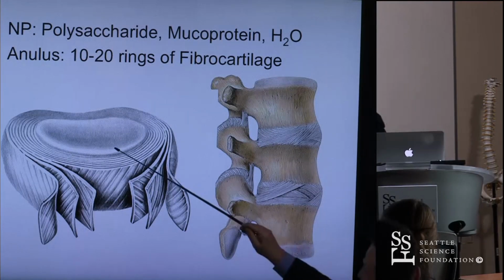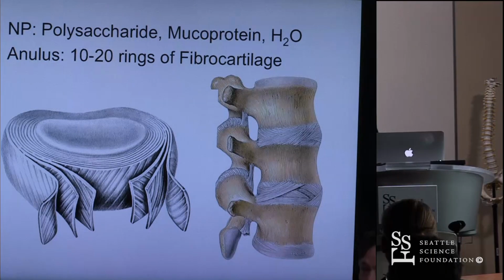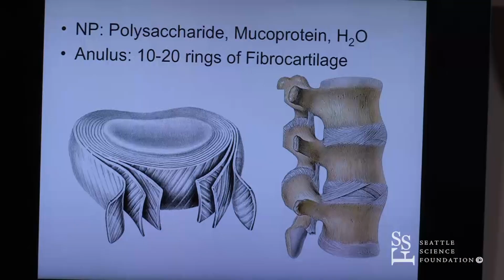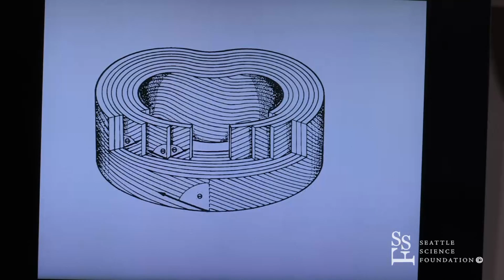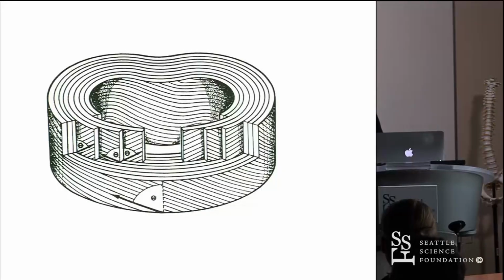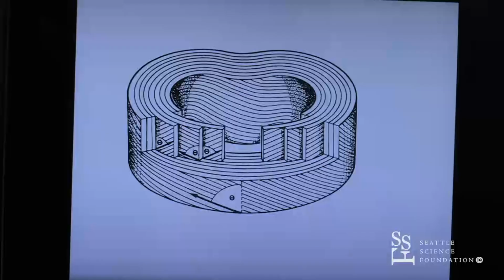Nucleus pulposus that we would see here is mostly water, polysaccharides. The annulus is basically fibrocartilage, and there's about 10 to 20 concentric rings that run around forming this annulus. If you look at it from this view, these concentric rings are in overlapping angulations at about 65 degrees. So 65 degrees one way, 65 degrees the other way, front, back. And that interlacing helps to structurally support the disc.